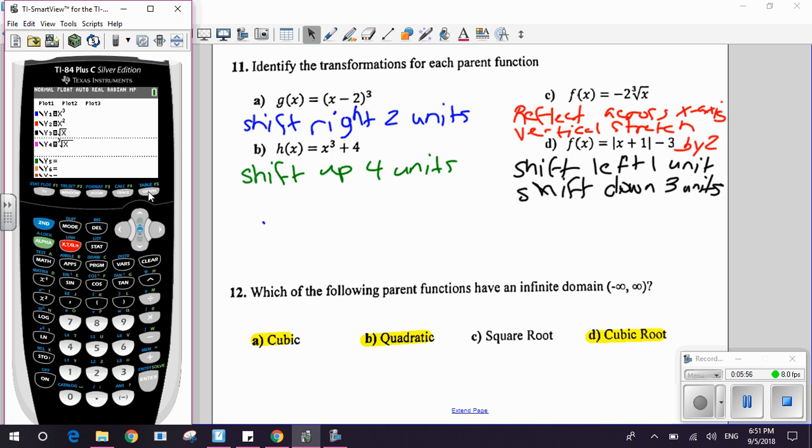So watch the graphs. So there's cubic, there's the quadratic, that's the square root, and that's the cube root. So again, all three that I highlighted have an infinite domain from negative infinity to positive infinity, but the square root function starts at 0, 0, and then it goes on to positive infinity. So it's 0 to infinity.